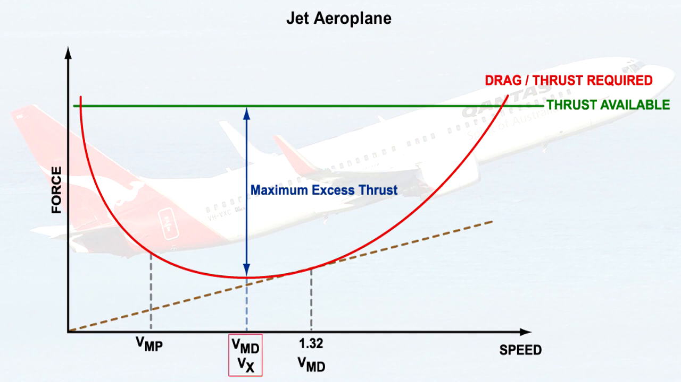Having identified the reference speeds, the most useful point to remember is that for a jet aeroplane, the speed for the best angle of climb, Vx, occurs at VMD. Flying at VMP, or 1.32 VMD, would not generate the same value of excess thrust, and therefore would not generate as steep an angle of climb as would be achievable if the aeroplane were flying at VMD.